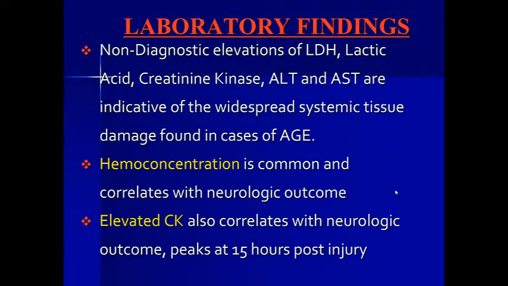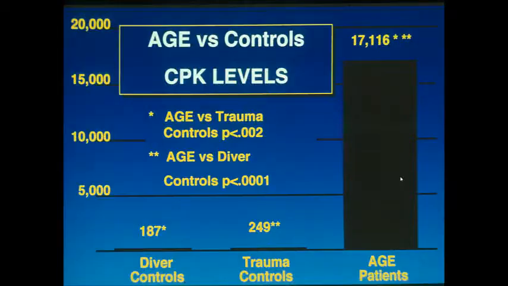They've seen non-diagnostic elevations of the LDH, lactate, creatine kinase, ALT, AST. It's just indicative of widespread gas bubbles affecting multiple organs. Hemoconcentration is very uncommon and does correlate with neurologic outcome, and then elevated CK, which peaks at about 15 hours post-injury, is one marker that they found related to gas embolism. And here they did a study, Dr. Newman at San Diego, looking at divers, trauma controls, and those with gas embolism, again, peaking CK levels at 15 hours of about 17,000.